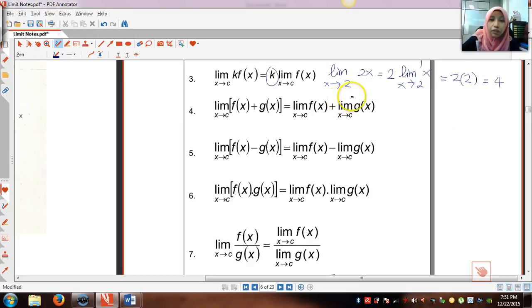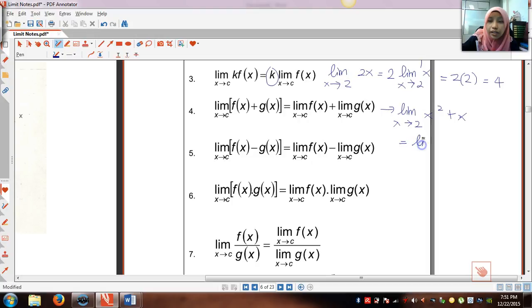Alright. Okay, now we have the fourth theorem, the addition of two functions. We have a function f(x) plus a function g(x), and to get the limit, we can separate it into the limit of f(x) plus the limit of g(x). For example, we have the limit as x approaches 2 of x squared plus x. Right. So that we can separate it.